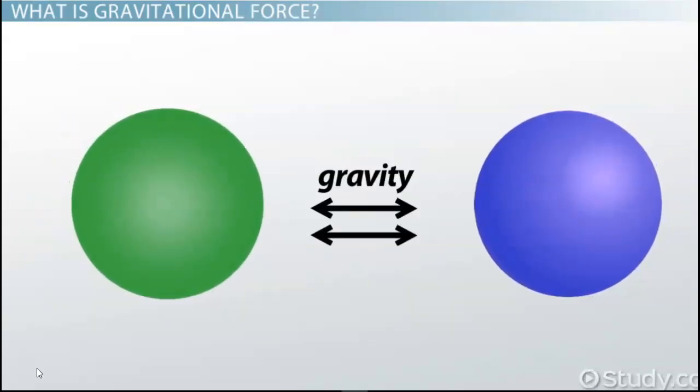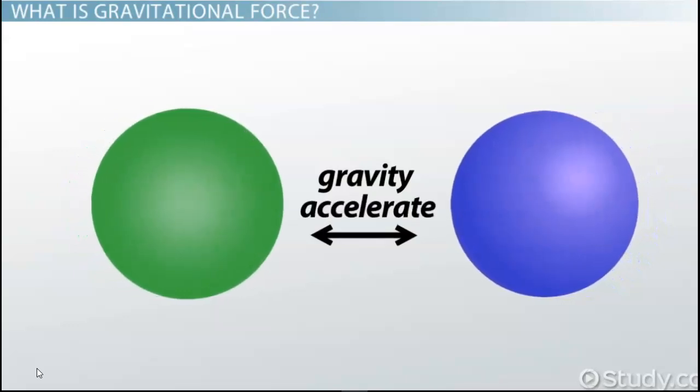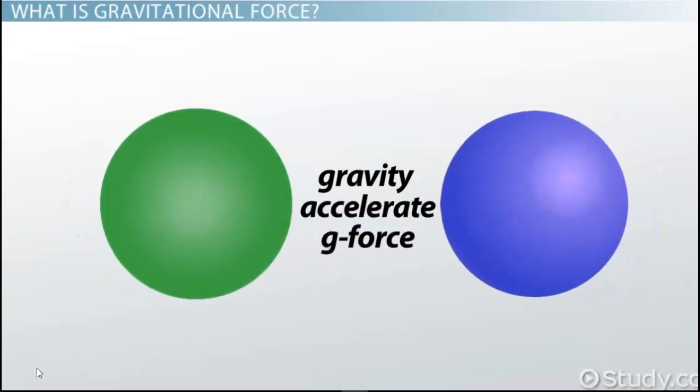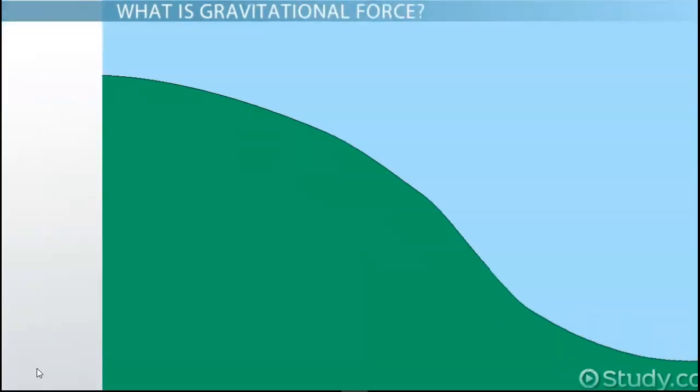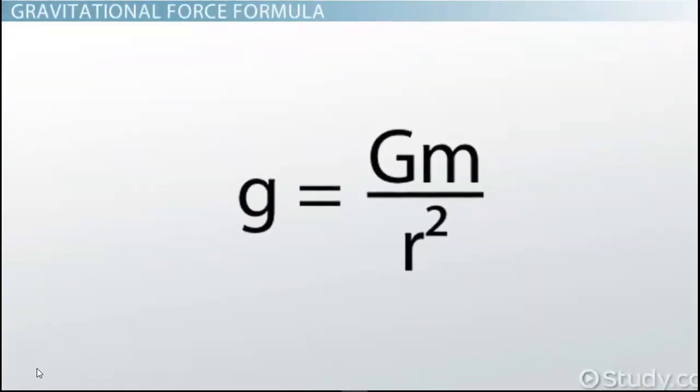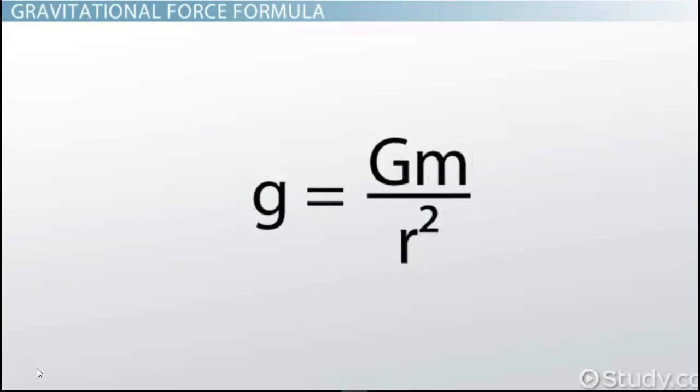This gravitational force is the force that causes things to accelerate. So it is the G-force that gives you the amount of acceleration caused by gravity. When you place a marble on the side of a hill, you'll see the marble begin to accelerate as it makes its way down to the bottom. That's gravity at work.